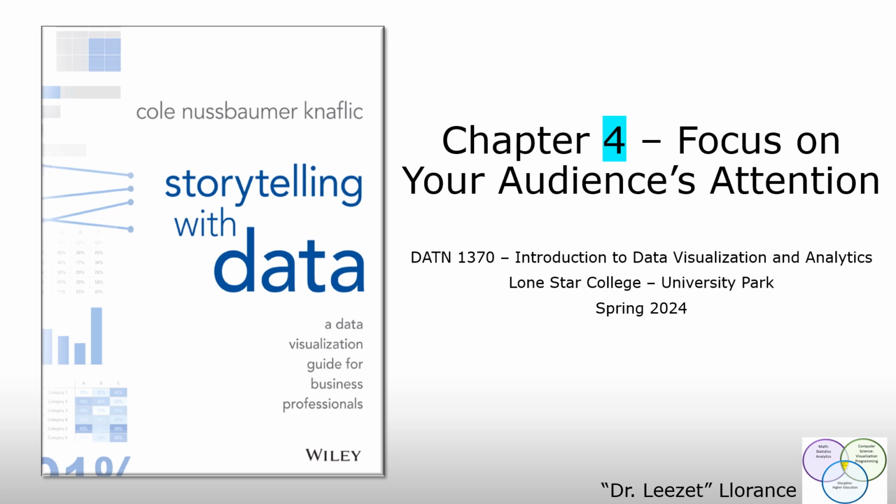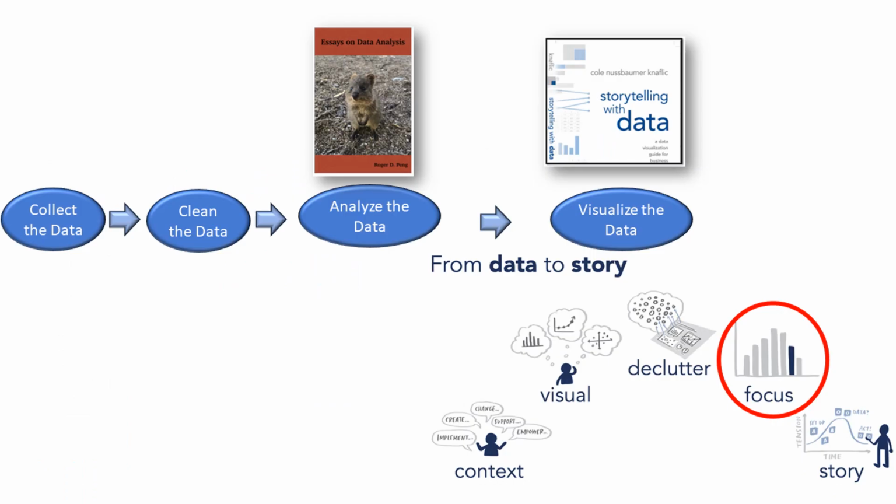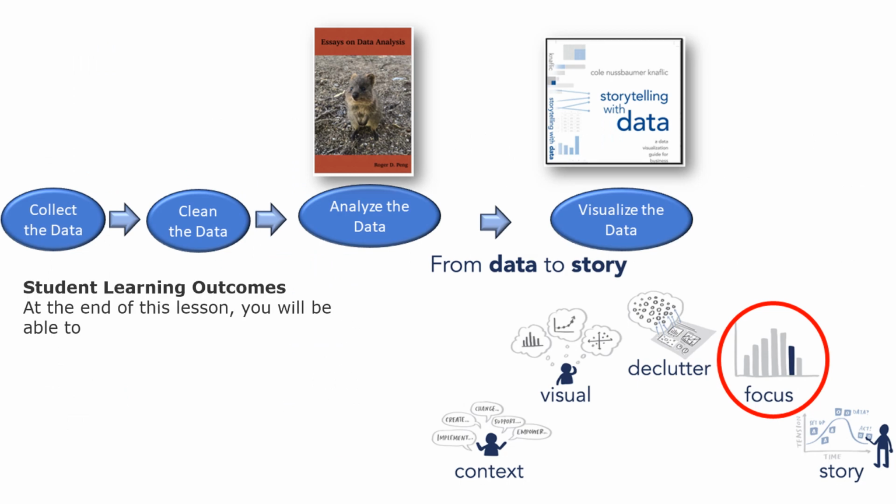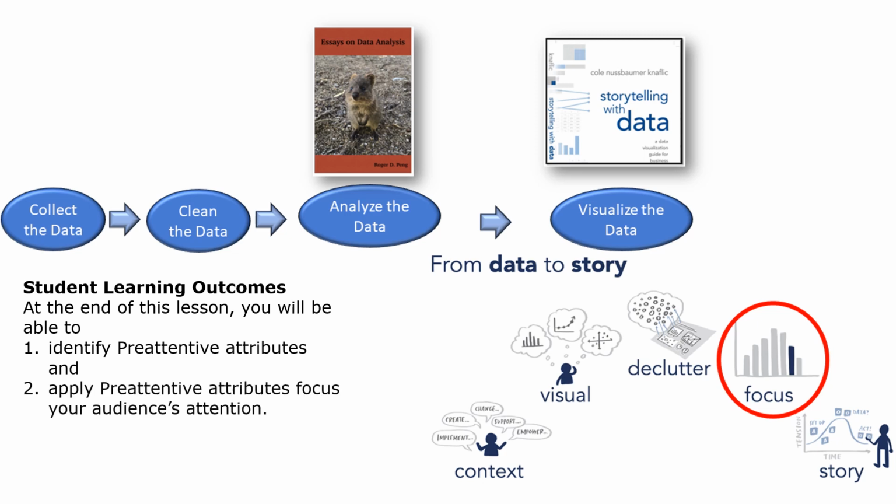This is a short overview of the key points in Chapter 4. Focus on your audience's attention. The student learning outcomes of this lesson are: you will be able to identify what are pre-attentive attributes and how to apply them to focus your audience's attention.